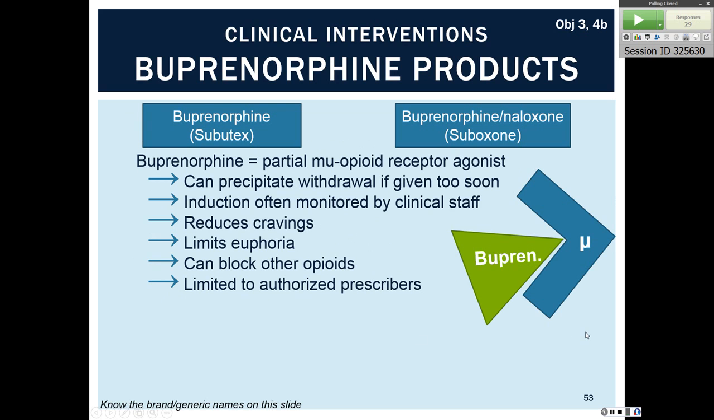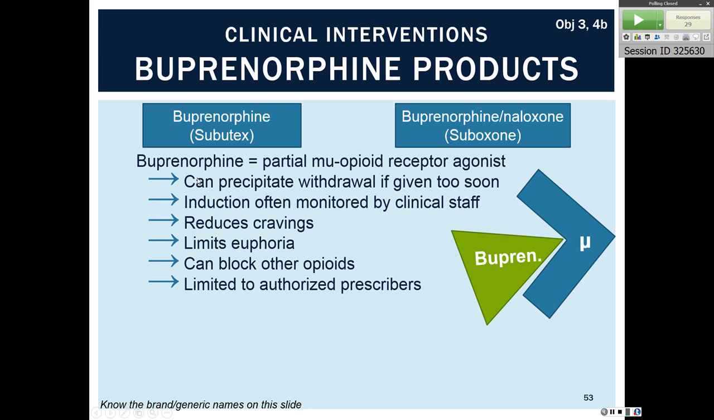So the next one is buprenorphine. We have this mu opioid receptor again, and buprenorphine doesn't fit quite as nicely as methadone does into the receptor. This is just to highlight that it's a partial agonist. So it does some activity at the mu opioid receptor, but not as much as something like methadone or heroin or morphine or OxyContin or any of those things.